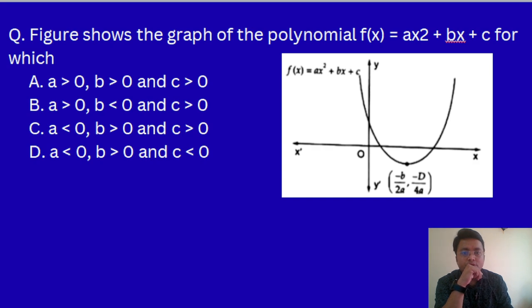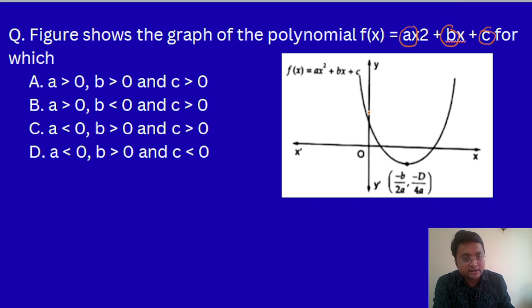See, in this question what is given actually here? Graph of quadratic polynomial is given, okay? And we have to find the sign of A, B and C. Means what? Coefficient of x squared, coefficient of x and the constant. We have to find the sign, whether it is positive or negative, right?